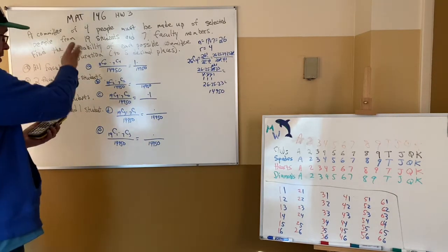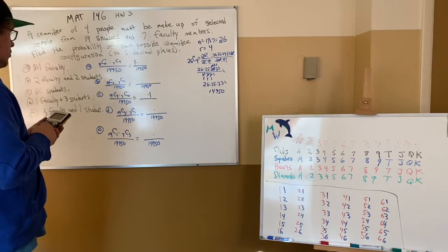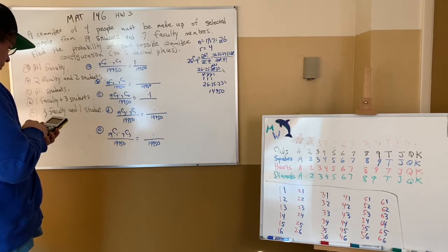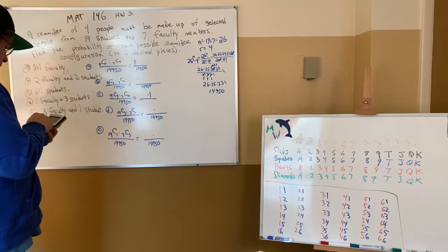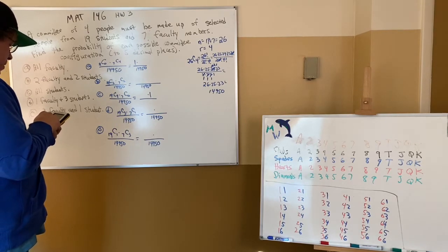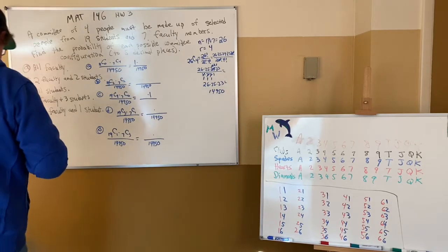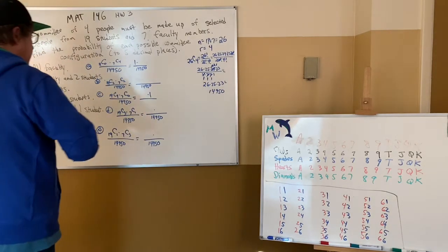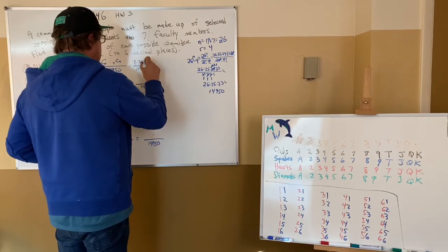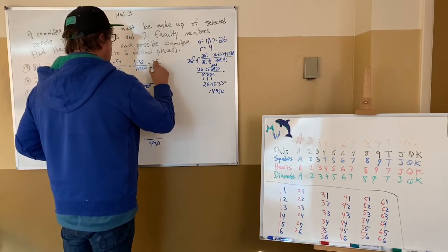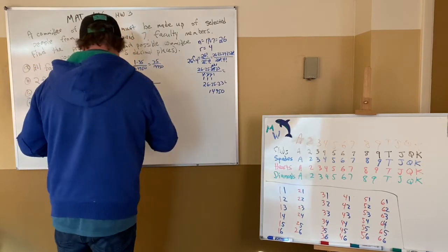So on top, you can do 19 choose 0 out and find that it's 1, but I got to do 7 choose 4. So here we go, 7 choose 4. 35. So that's 35 over 14,950.